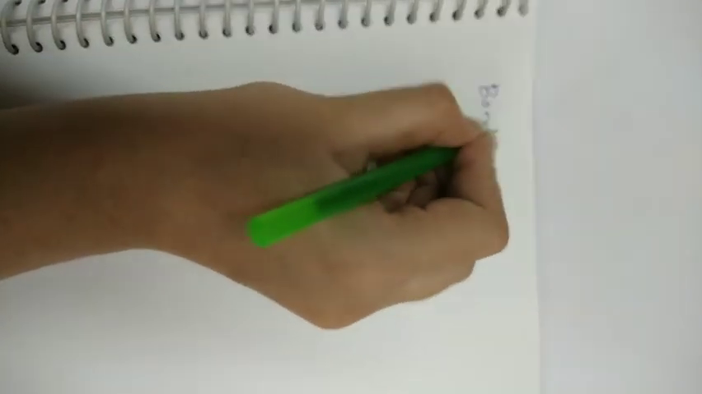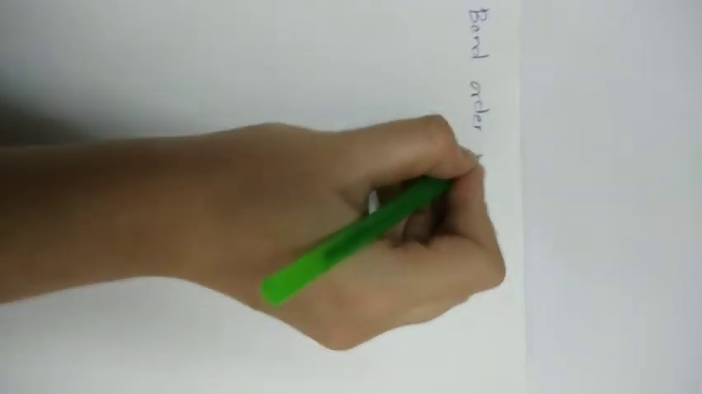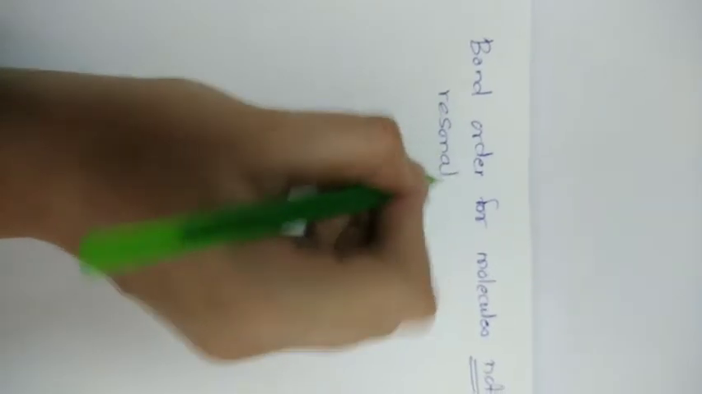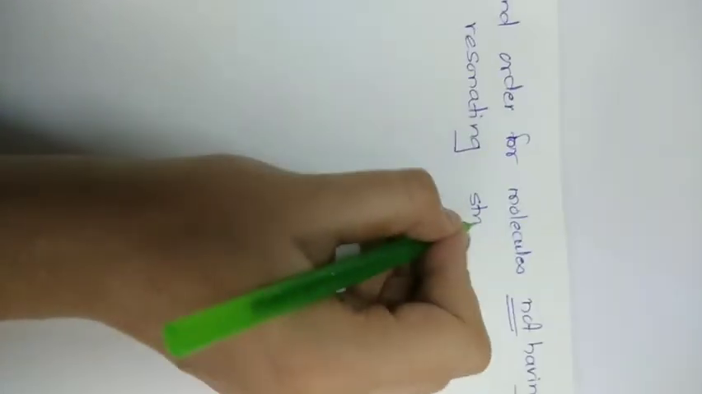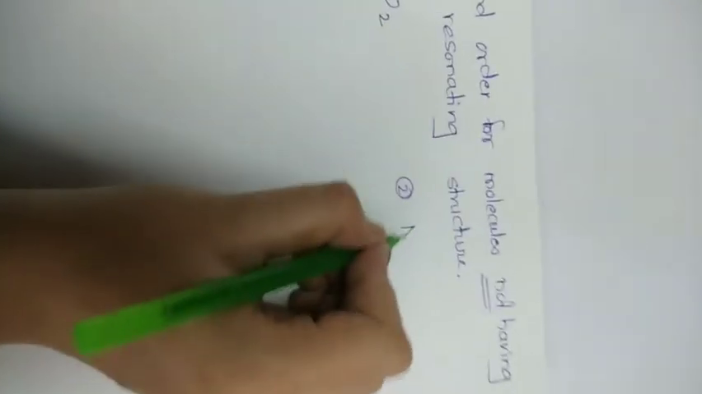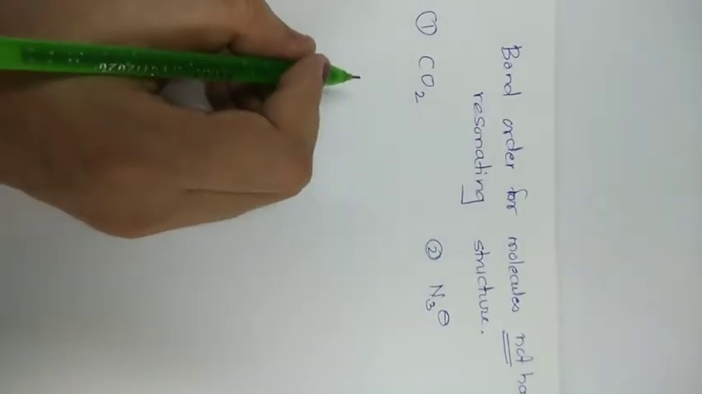Now let's see how to calculate bond order for molecules not having resonating structures. So the first example is CO2, and the second example is N3 minus. As you can see, both of these molecules do not have resonating structures.